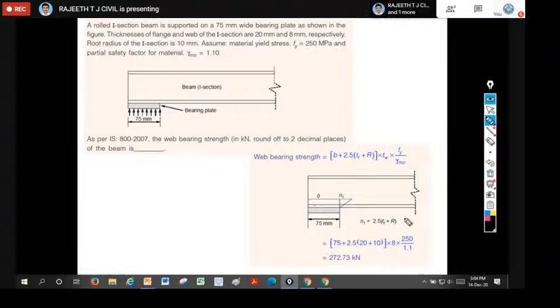What you need to remember here is that in case of web crippling, n1 becomes 2 times the thickness of R. Where here is n1? This portion is n1. This portion is n1.